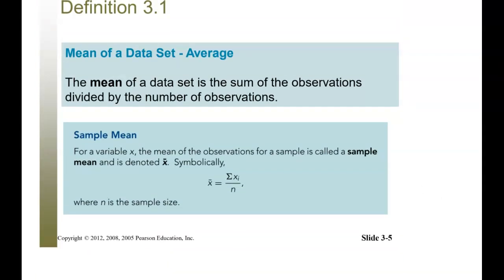The first measure of center is the mean. You know this as the average. The mean of a data set is the sum of all the observations divided by the number. So let's take a look specifically at our formula for sample mean. Sample mean, again, because I want you to pay attention to notation, is x bar.